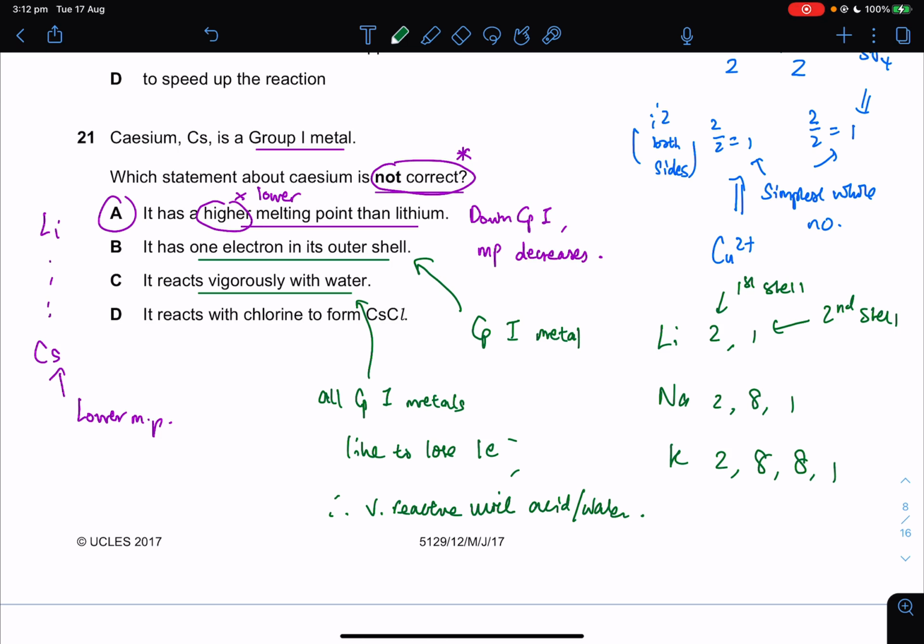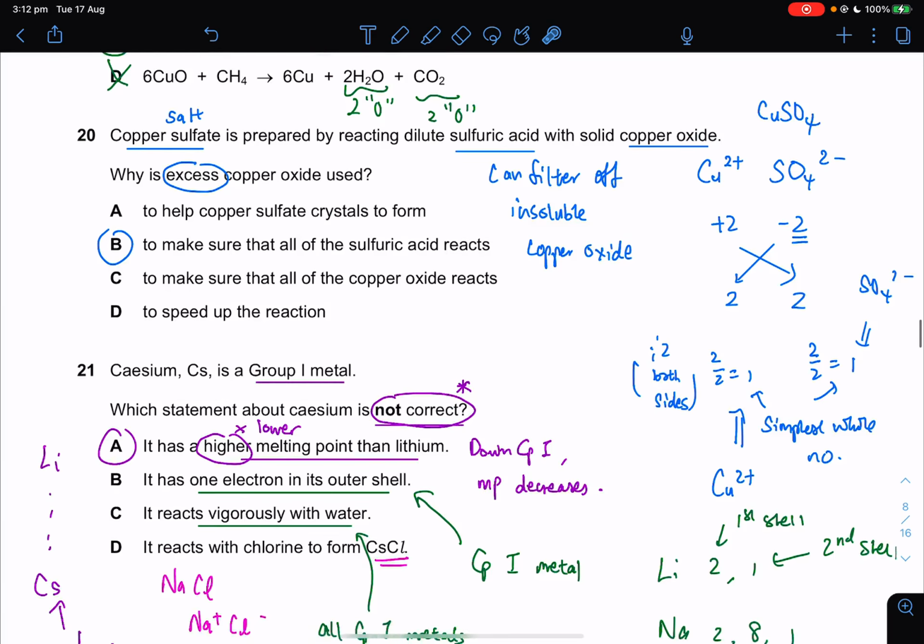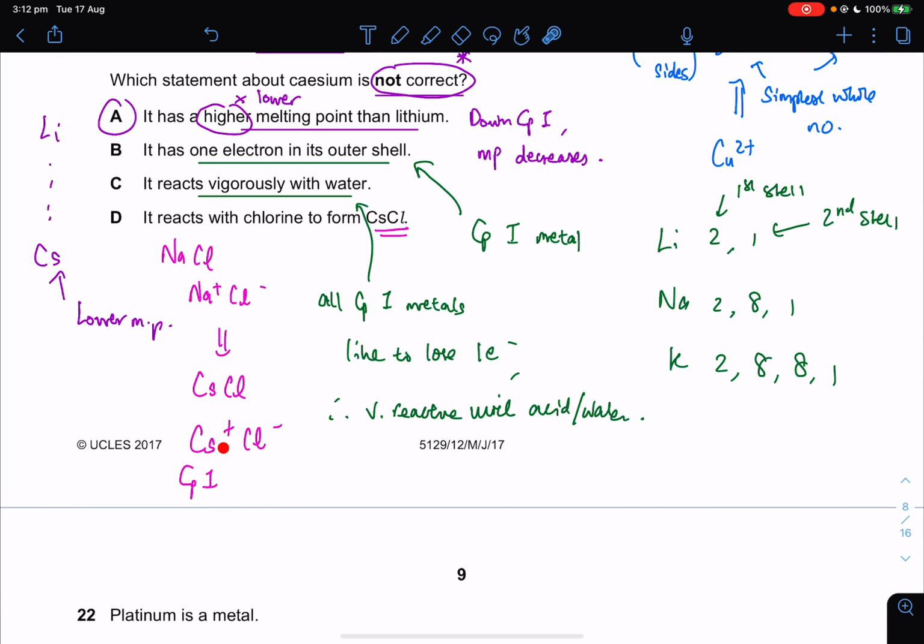Now it reacts with chlorine to form cesium chloride, so you can think about NaCl, which is Na plus Cl minus. So now you have cesium chloride, which is Cs plus and Cl minus, and you have a group 1 metal, so you will lose 1 electron to give you the cesium plus cation there.